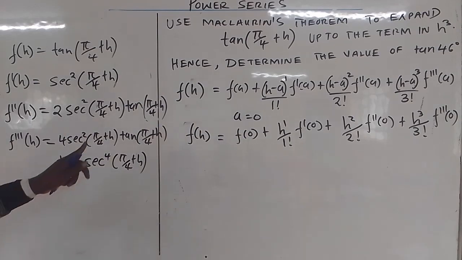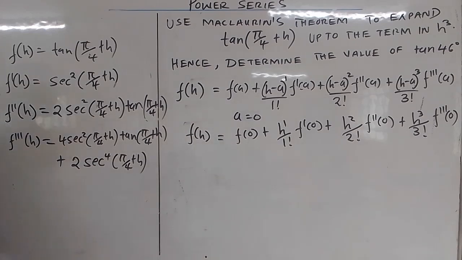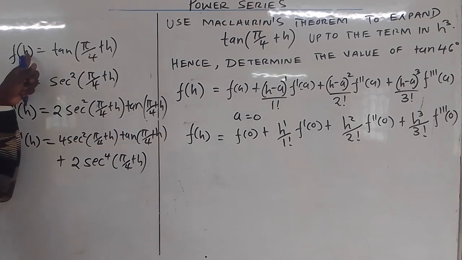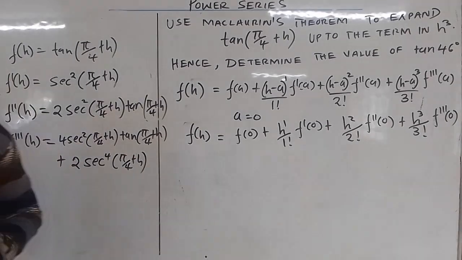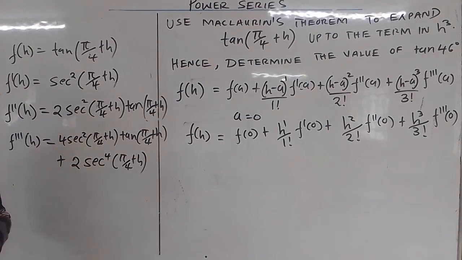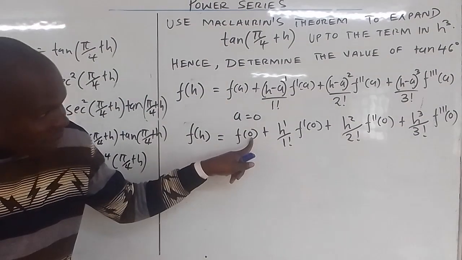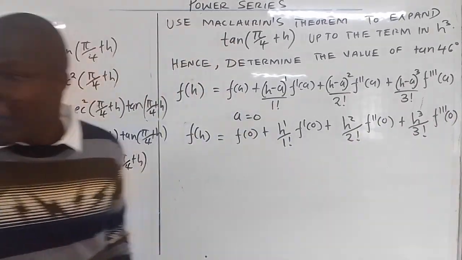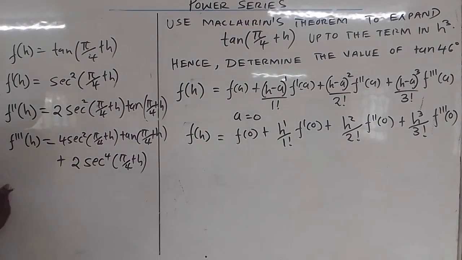Very good. So, let us start substituting. What is the value of f of 0? Where there is h, you put 0, because when you put 0 where there is h, you are going to get f of 0. Are you getting the argument? You are looking for f of 0, f prime of 0, f double prime of 0, f triple prime of 0, isn't it? So where there is this h, you put 0.